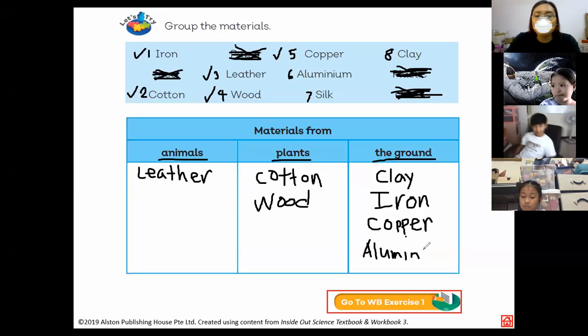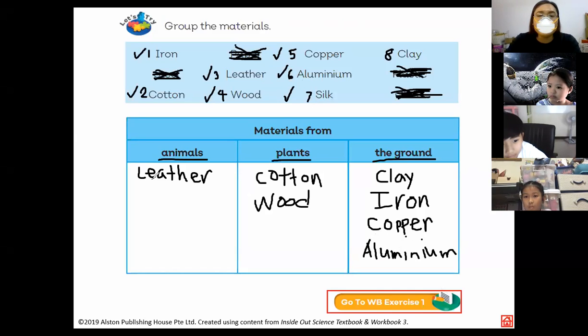A-L-U-M-I. All right, and number 7, silk. Animal, plant, animal. It's animals. So silk is a material that is made from animals.